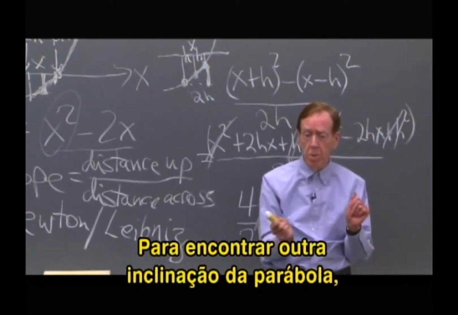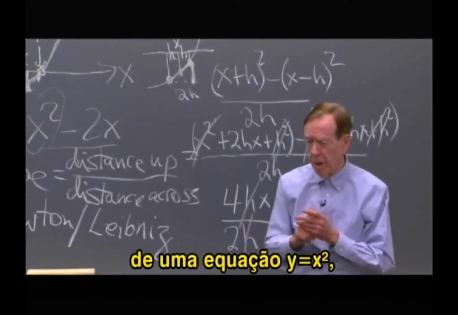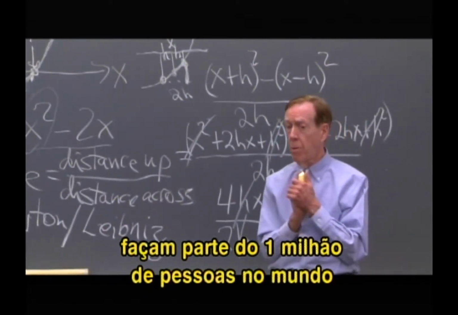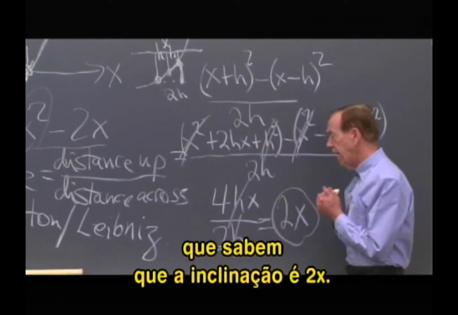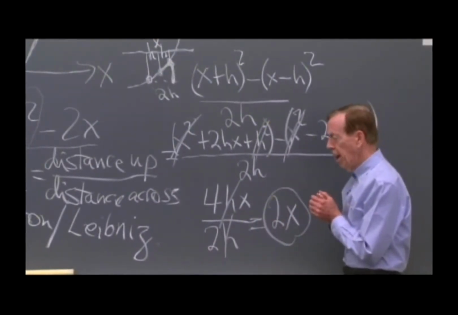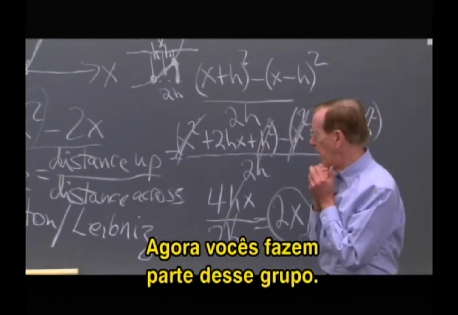If you want to know the slope of a parabola, of a quadratic y equal x squared, I would say maybe 1 million people in the world know that answer, that the slope is 2 times x, and you're now in that group.